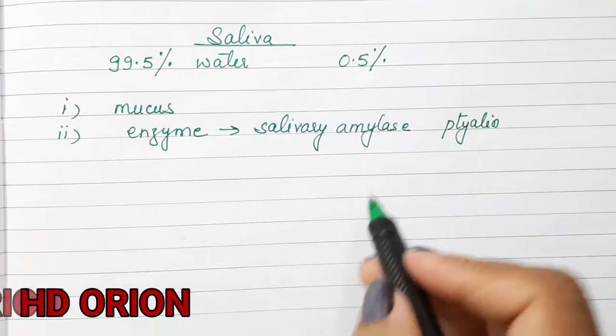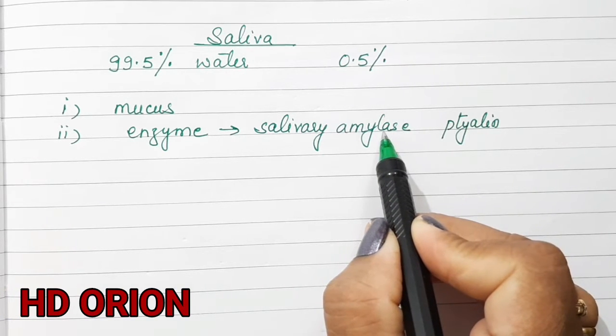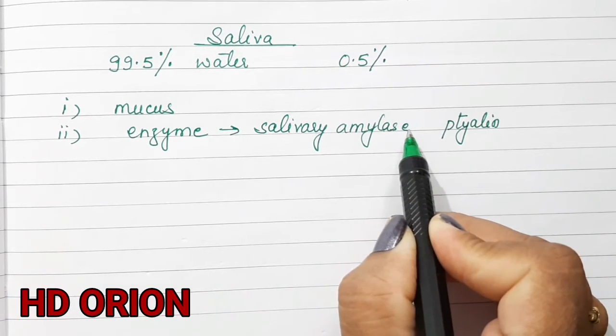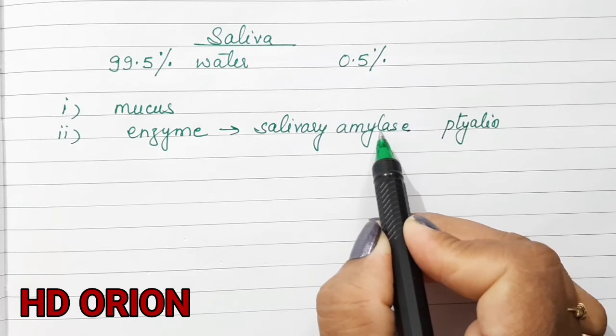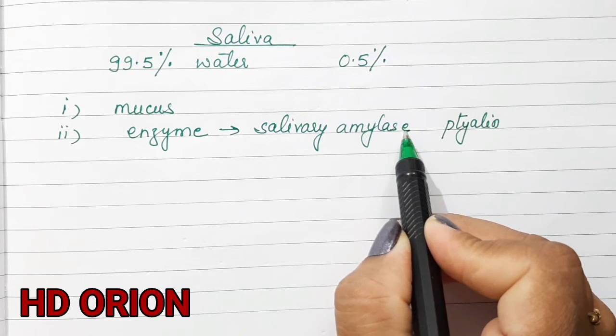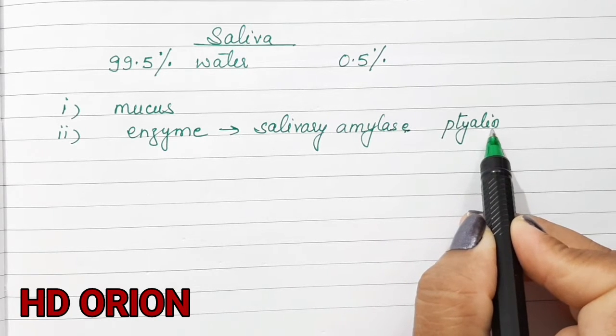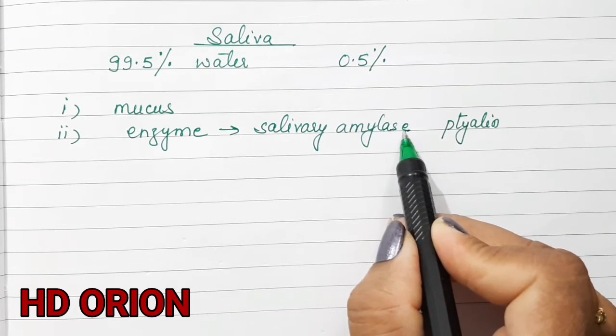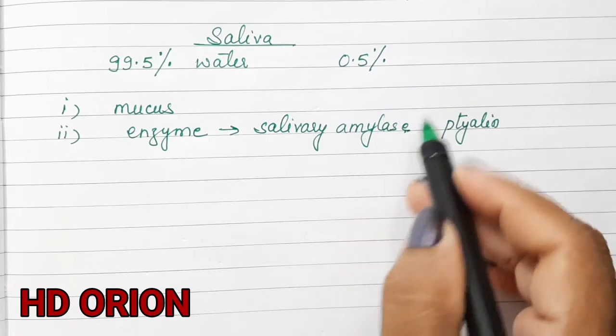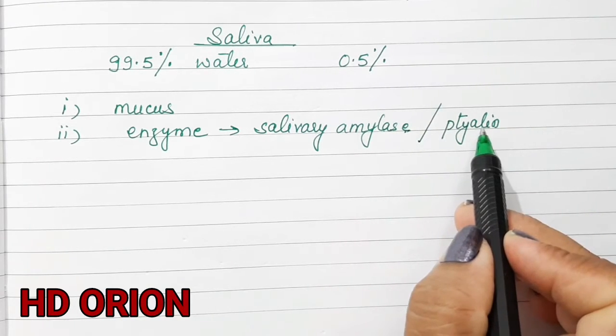According to the nomenclature, all the enzymes should end with the suffix ase. So maximum enzymes end with suffix ase, but there are certain traditional names which are carried on like ptyalin, renin, etc., which do not end with ase. But the new name for ptyalin is salivary amylase, so it means the same.